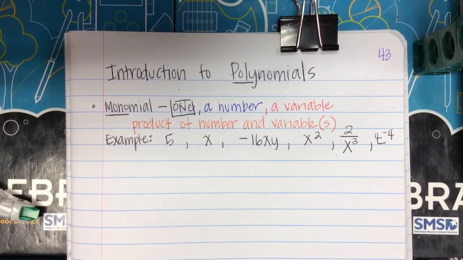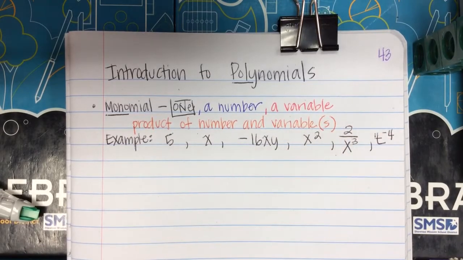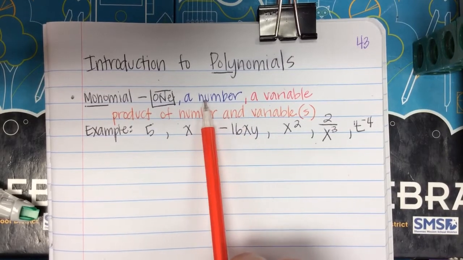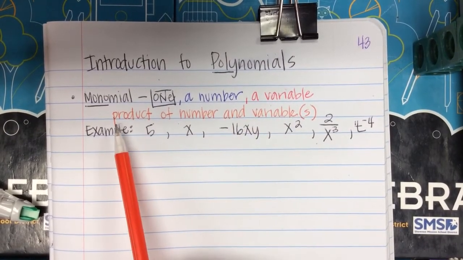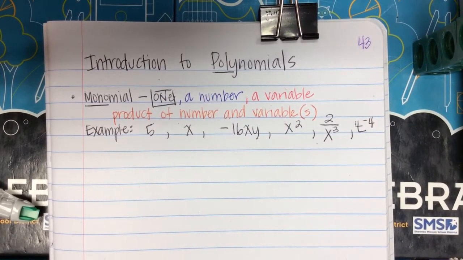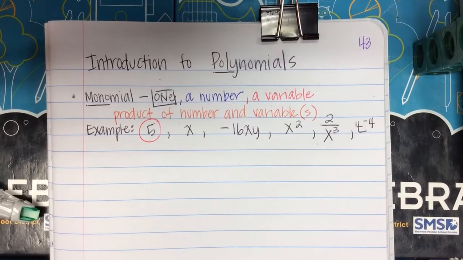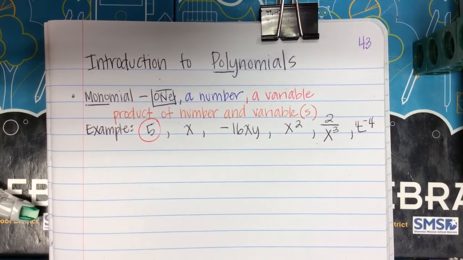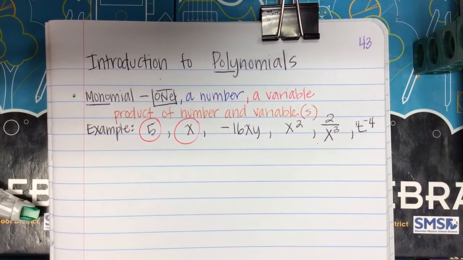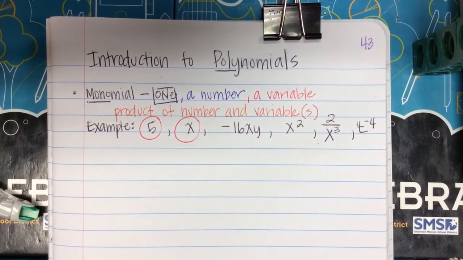So there are 6 terms, right? Singular groupings. Let's circle anything that's a monomial, meaning it's just a number, it's just a variable, or it's the product of a number and a variable. So is 5 a monomial? Yes, it's a number. Is 6 a monomial? Yes, it's a variable. Is negative 16xy a monomial?